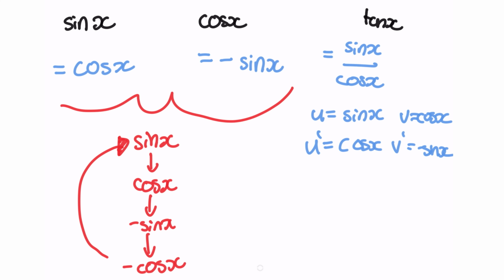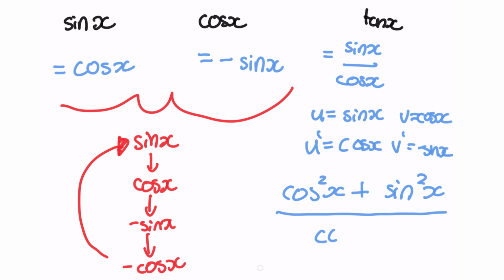And then we substitute that in. We will get cos squared x minus sine squared x, but because it's negative, that'll become a plus, over v squared, which is cos squared x. And remember our identities, sine squared x plus cos squared x equals 1. So therefore, this is really 1 on cos squared x, which is just sec squared x. So they're our basic derivatives.